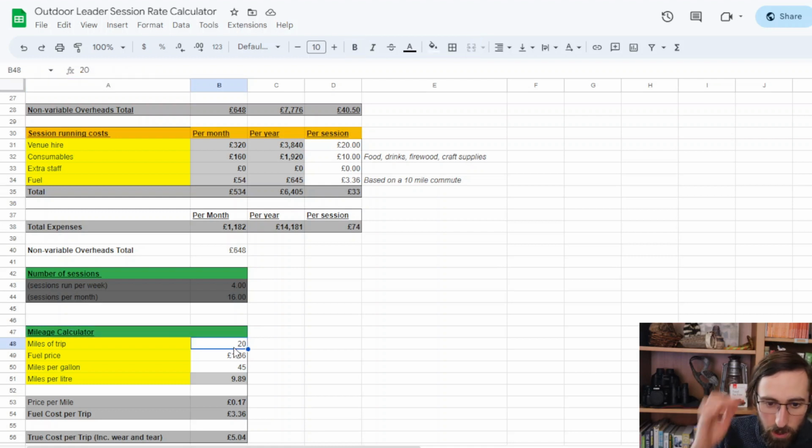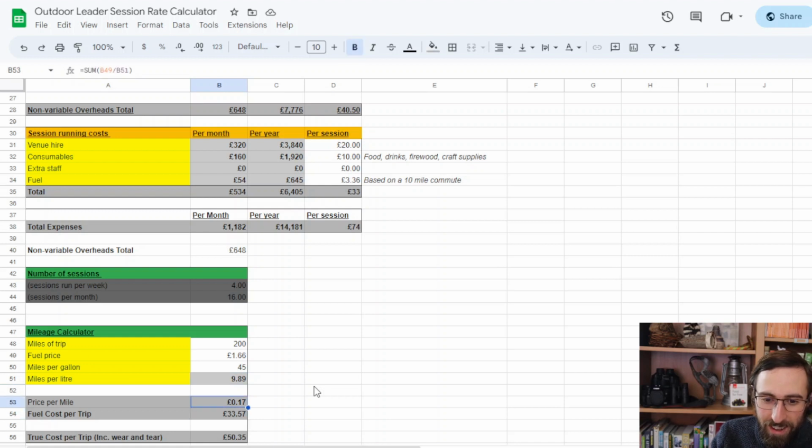So in that you can add the number of miles on the trip. So if it was 200 miles, fuel price hovering about 166 at the moment. That's pretty accurate. And my van gets about 45 miles per gallon, which is automatically converted to 9.89 miles per litre. On a side note, why do we still measure in miles per gallon when the petrol is priced in litres? Just doesn't make any sense.